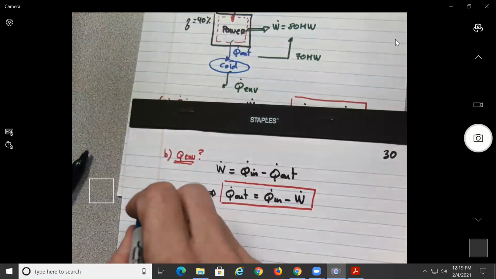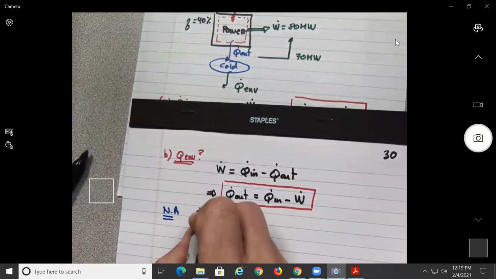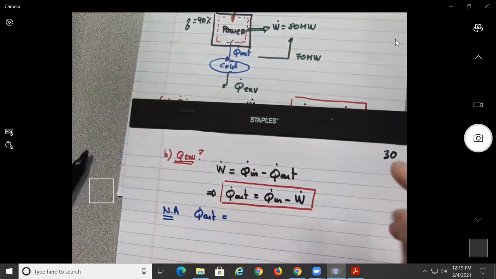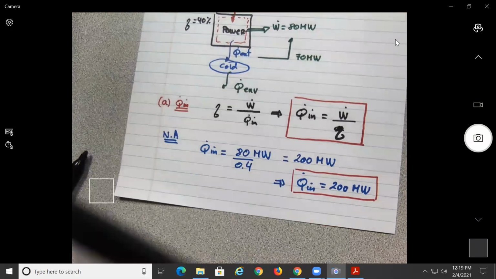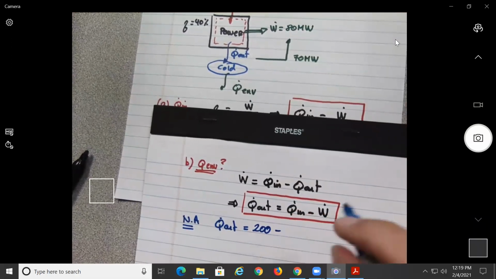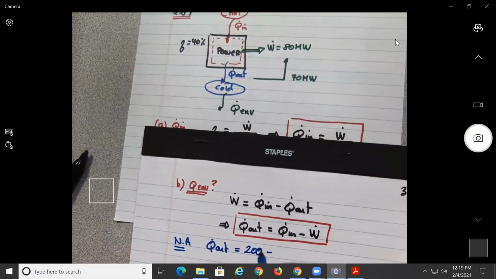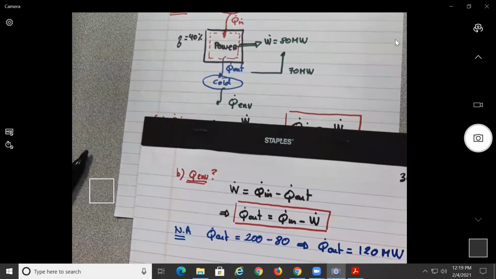So if I do the numerical application, I find that Q out will be equal to what? Q in, we just calculated to be equal to 200. And the amount of power going out is 80. So basically, we're going to find that Q out is 120 megawatts.